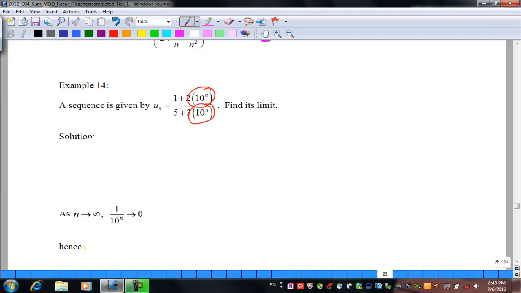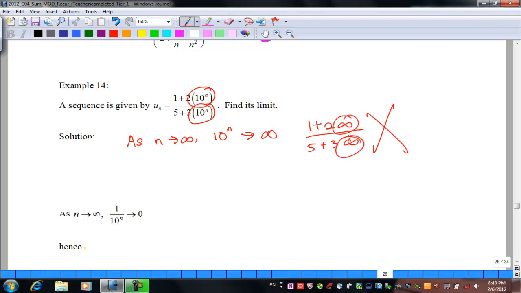Because I know that, let me do out a wrong one, okay? So don't take this down first. As n tends to infinity, 10 to the power of n is going to go to infinity. Okay, so I'm going to have 1 plus 2 times infinity over 5 plus 3 times infinity. Okay, this is wrong. Once again, we cannot present this way.